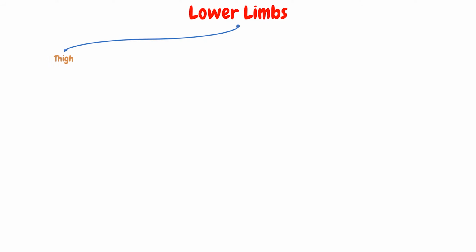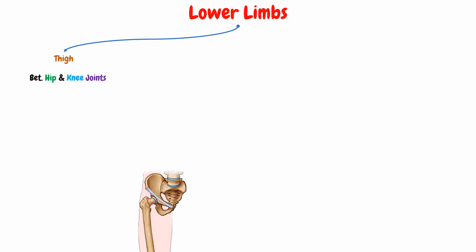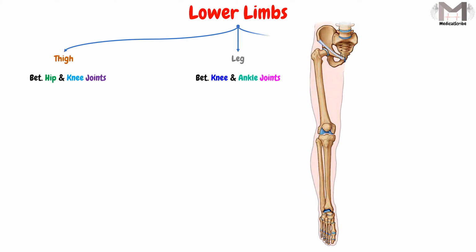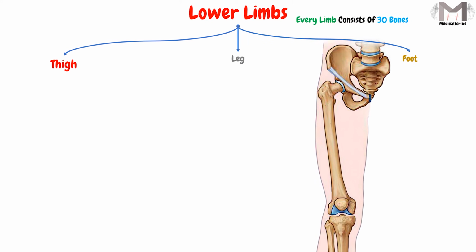We can classify each lower limb into three regions. The thigh, which is located between the hip and the knee joints. The leg, which is located between the knee joint and the ankle joint. And lastly, we have the foot, which is located distal to the leg. And also keep in your mind that like the upper limbs, every limb in the lower limbs will consist of 30 bones.